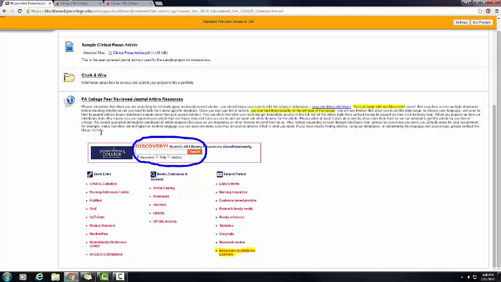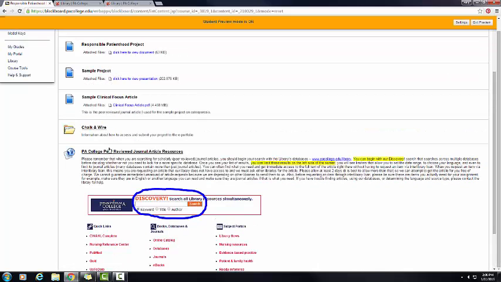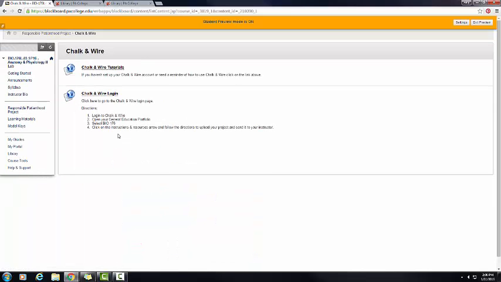Last but not least in the responsible patienthood is the chalk and wire folder. I would like you to be able to submit your project in chalk and wire as well, and this folder will give you the tutorial if you do not have a chalk and wire account already, or if you have a chalk and wire account and it is not currently active, your password has expired, it will tell you how to email, the correct email to go to be able to get that active again. And then there's a chalk and wire login. Once you have your password, you can go to that and it tells you how to go through setting that up and sending it to me.